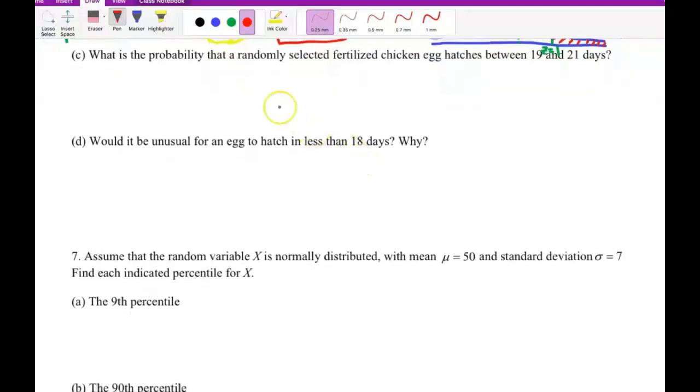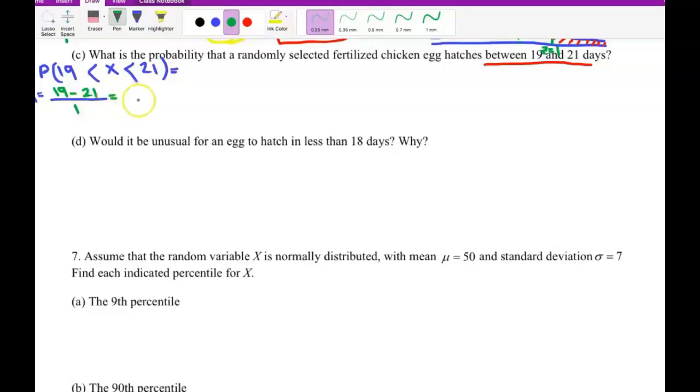Part C. What is the probability that we have our values between 19 and 21? So our x is between 19 and 21. So convert to z-score. The z1 is equal to our x, 19, minus 21. Standard deviation is 1. So that is equal to -2.